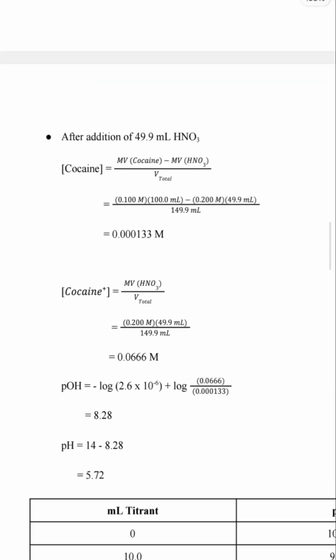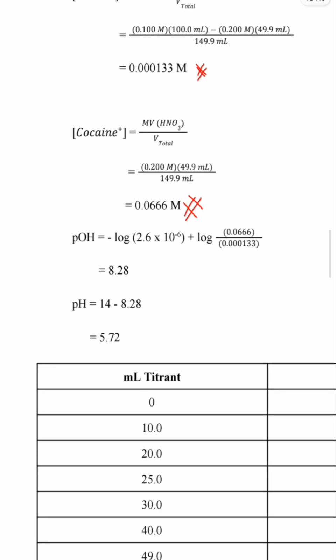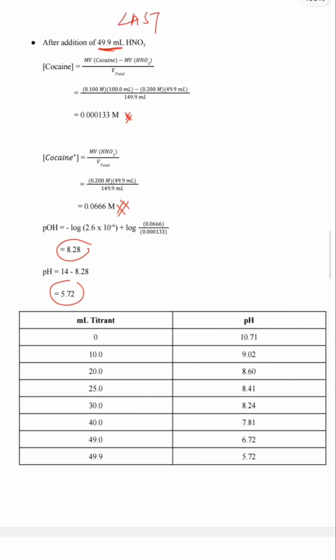And then the last part is after addition of 49.9 ml of nitric acid. The concentration of the cocaine is 0.000133 molarity. The concentration of the cocaine positive is 0.0666 molarity. The value of pOH is 8.28 and the value of the pH is 5.72.